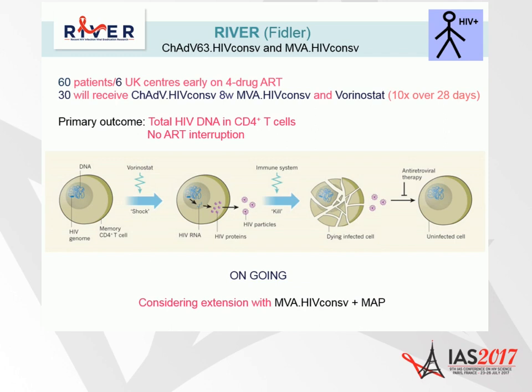And in this trial at the moment, we are only going to look at the levels of the latent HIV reservoir, but we are planning to get some money, especially in the light of Barcelona, to give these patients MVA and stop antiretroviral treatment.